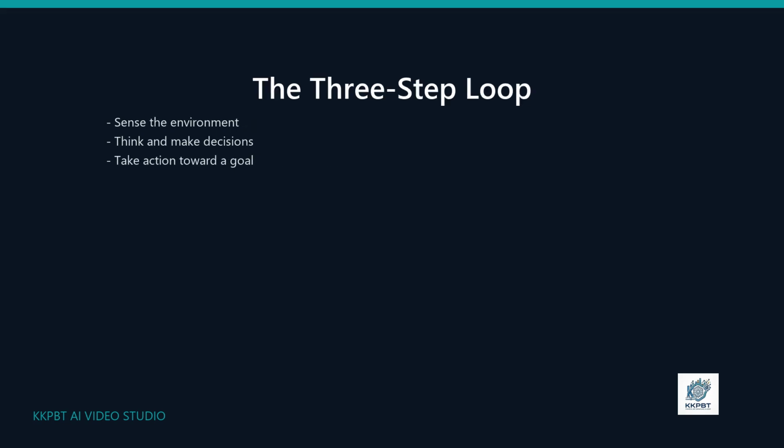So, how do these agents actually work? They operate using a continuous loop of 3 simple steps: sensing, thinking, and acting. First, the agent senses its environment through sensors or digital data. Next, it processes that information to decide what to do next. Finally, it takes action to move closer to its goal.